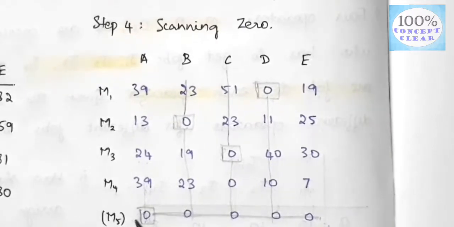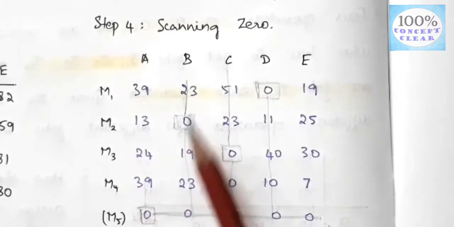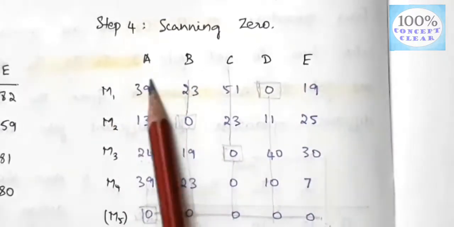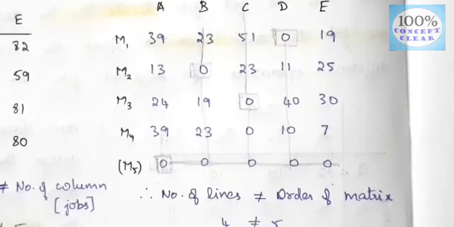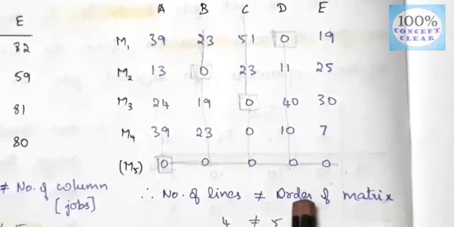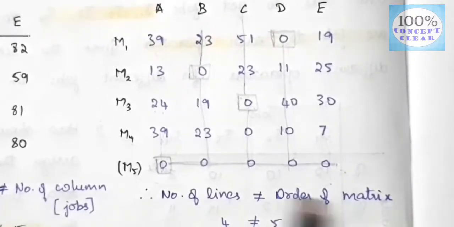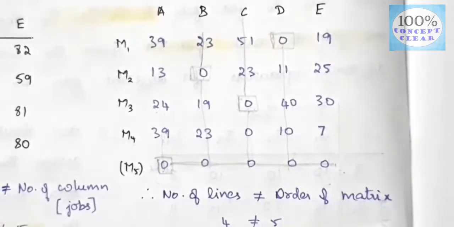Now check the order of the matrix. It is 1, 2, 3, 4, 5. It is a 5 into 5 matrix because we have 5 rows and 5 columns. Therefore, the number of lines is not equal to the order of the matrix because we got 4 lines and the order of our matrix is 5 into 5, so 5. Now check what to do next.